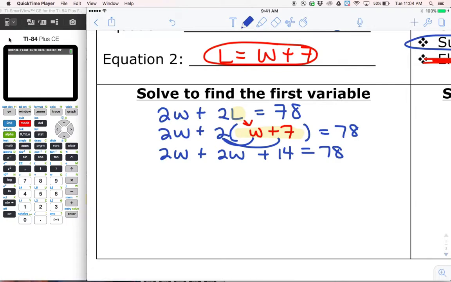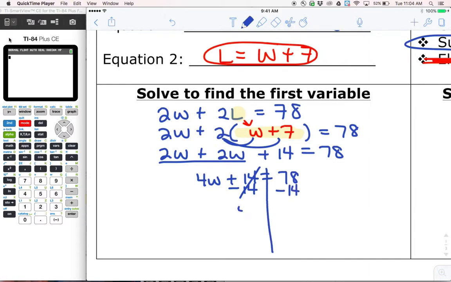Let's clean this up a little bit. We have 4W plus 14 equals 78. Now we have to start doing stuff to both sides. I'm going to do minus 14 on each side, which gives me 4W equals, sorry, I did math in my head there, not very well. 78 minus 14 is 64, then divide by 4, and we get 16. I apologize. So the width is 16.